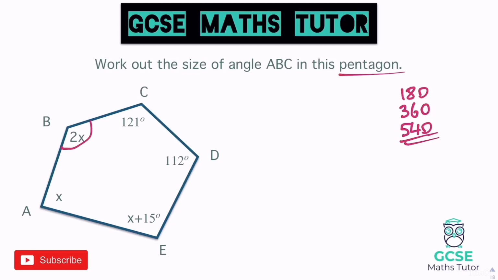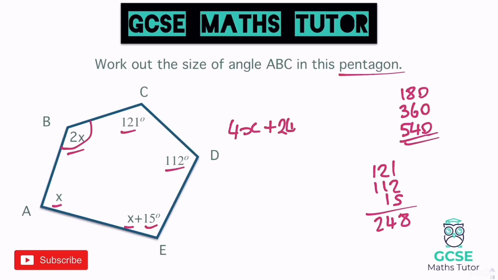Now if we add them all up, again, like we did before, we've got 2x, plus another one is 3x, plus another one is 4x. So we have 4x's, plus all these numbers. So we have 121, 112 and 15. And if we add those all up, 121, 112 and 15, we get 248.